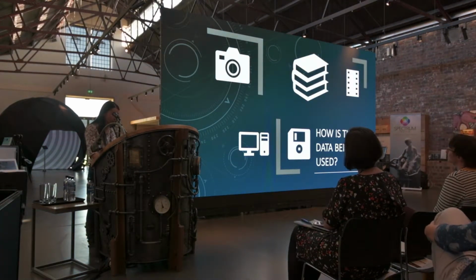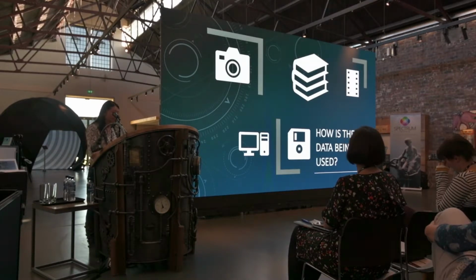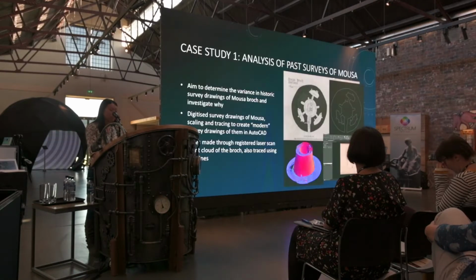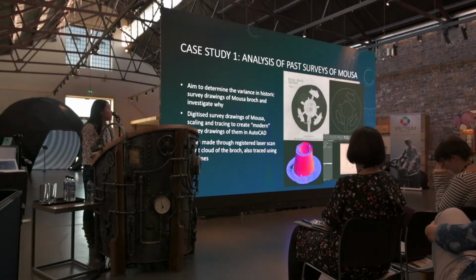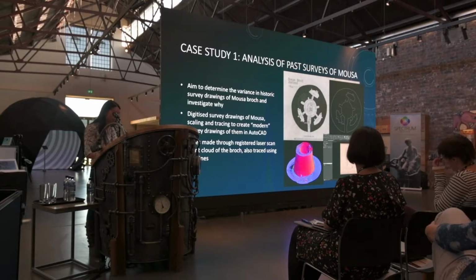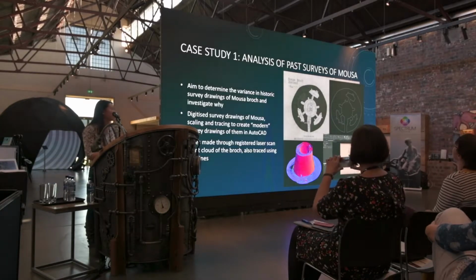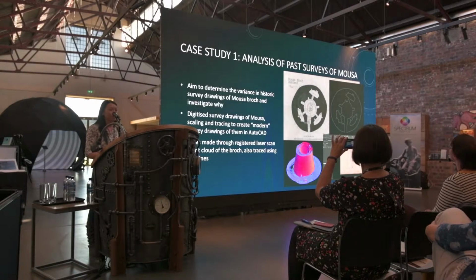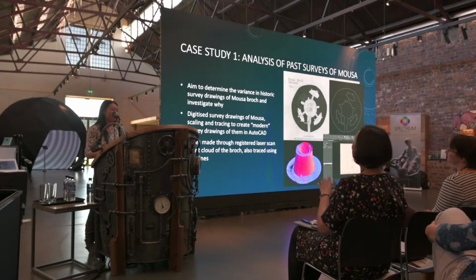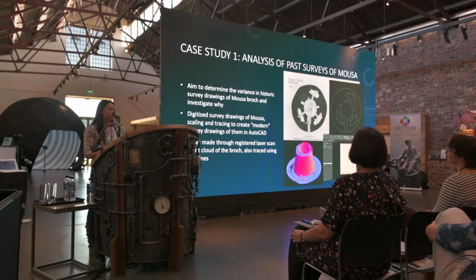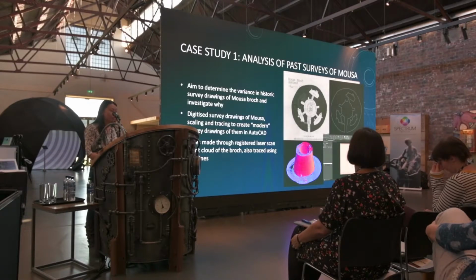So I thought, with this limited time, I'll give you two examples of the ways that I'm looking at the data now, about a year and a half into the project. The first case study, so this is what I've been doing most recently, I've been analysing past surveys of Mousa. Today we've already seen some of Henry Dryden's very nice 1850s illustrations of brochs. So I've been looking at his 1855 drawings of Mousa.